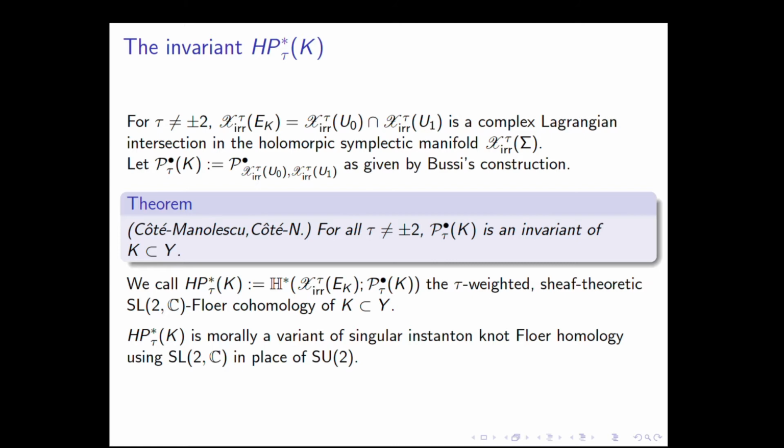Now, I should say a little bit about this theorem. This theorem was first proven, well, the first part was proven by Côté and Manolescu in their construction of this invariant. They prove it for tau a real parameter between -2 and +2. And Côté and I extended this to all values of tau not equal to ±2. Well, as I mentioned, for tau equal to ±2, you wouldn't even consider this construction because at those values we don't even have a holomorphic symplectic manifold. But at all the reasonable values of tau, it turns out to be an invariant.